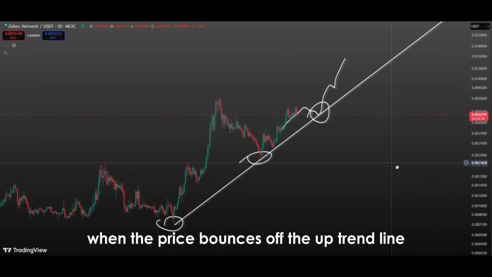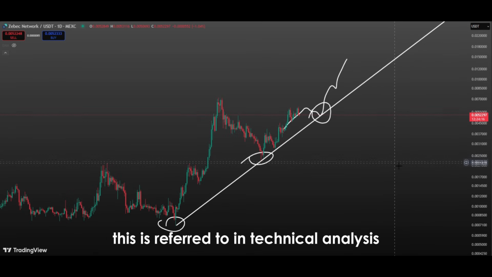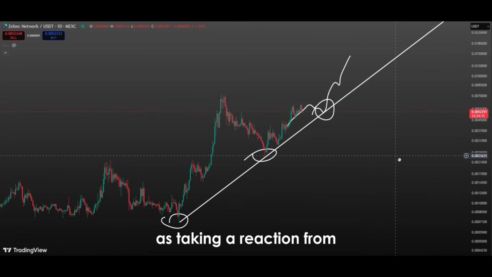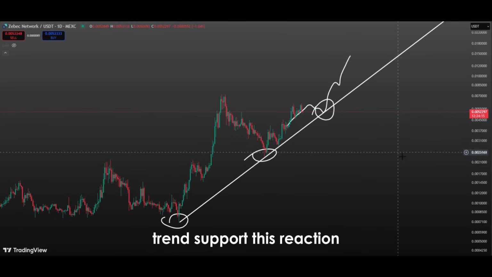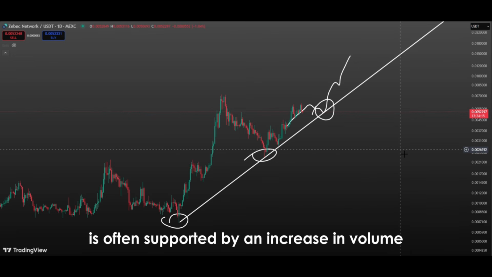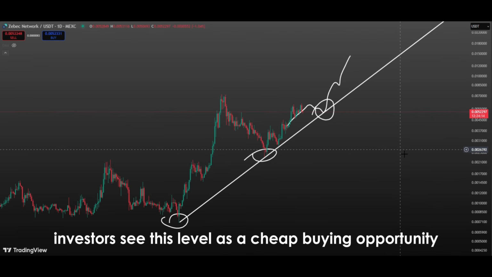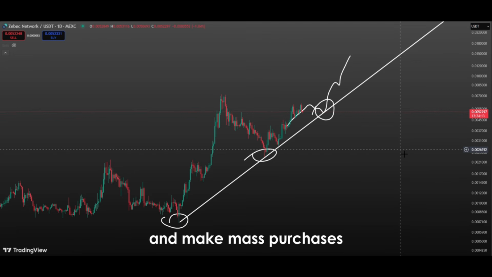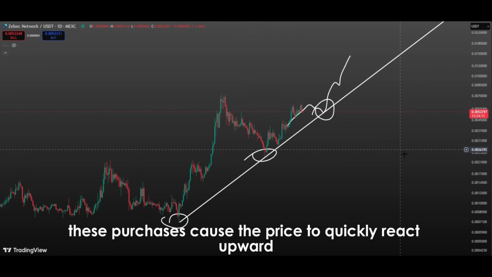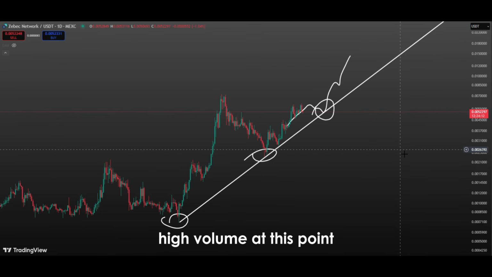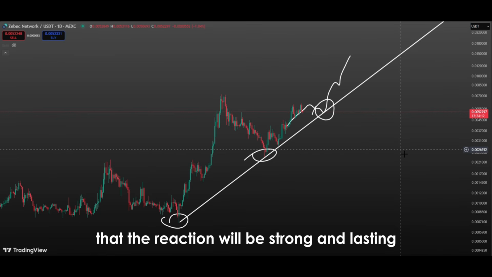When the price bounces off the uptrend line, this is referred to in technical analysis as taking a reaction from trend support. This reaction is often supported by an increase in volume. In other words, when the price approaches the trend line, investors see this level as a cheap buying opportunity and make mass purchases. These purchases cause the price to quickly react upward. High volume at this point increases the likelihood that the reaction will be strong and lasting.